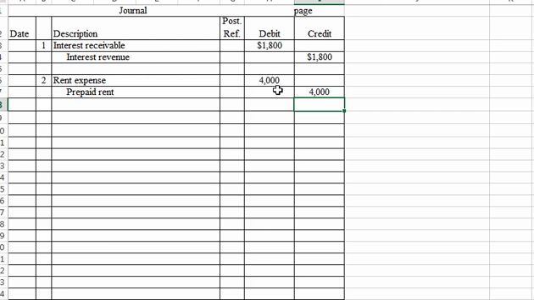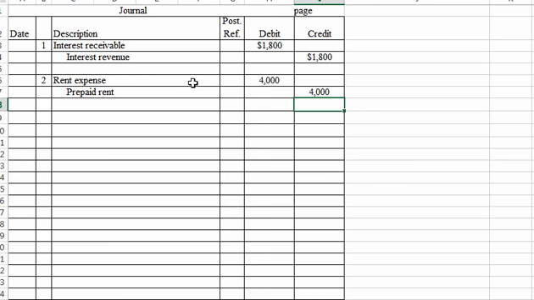It's no longer prepaid. So that's going to leave the balance in prepaid rent. It's going to drop it by $4,000 from $6,000 down to $2,000, and that $2,000 represents our 1 month that's still prepaid, January. Let me go back through that one.